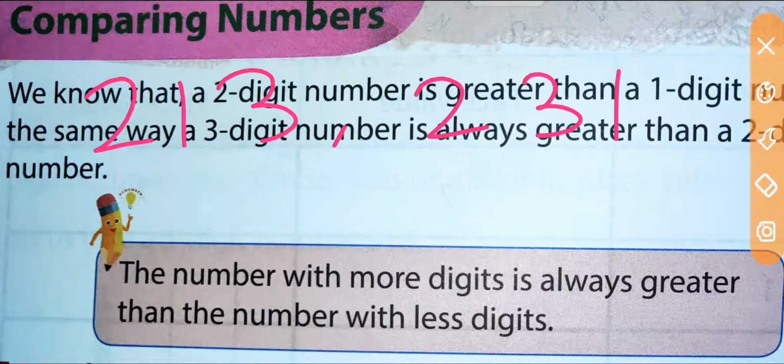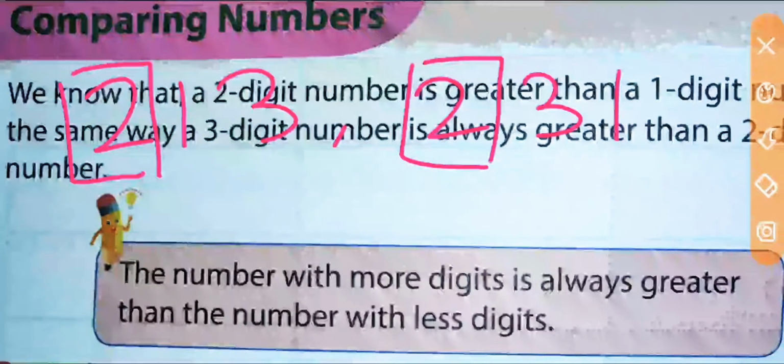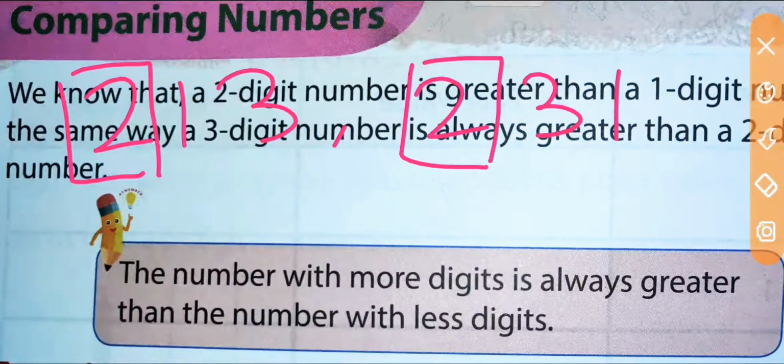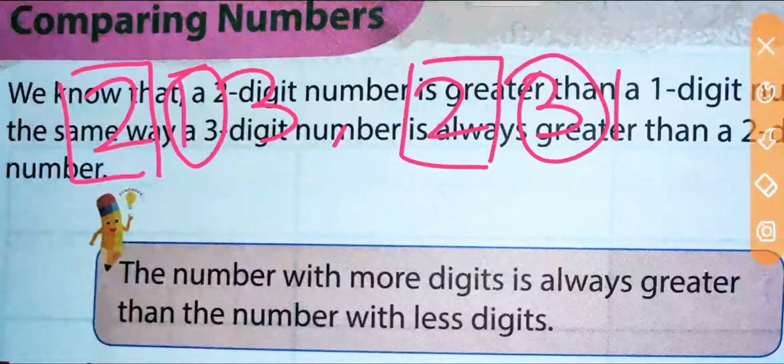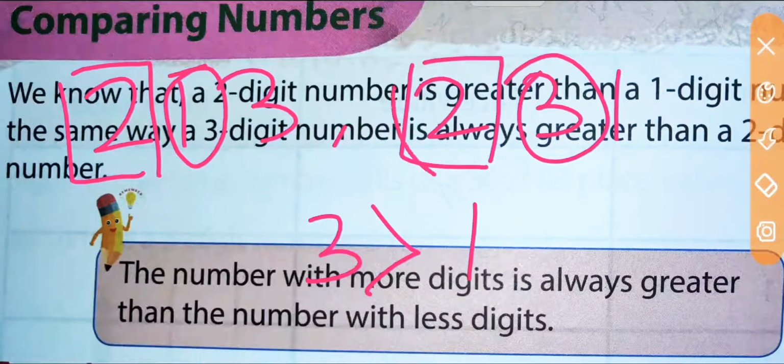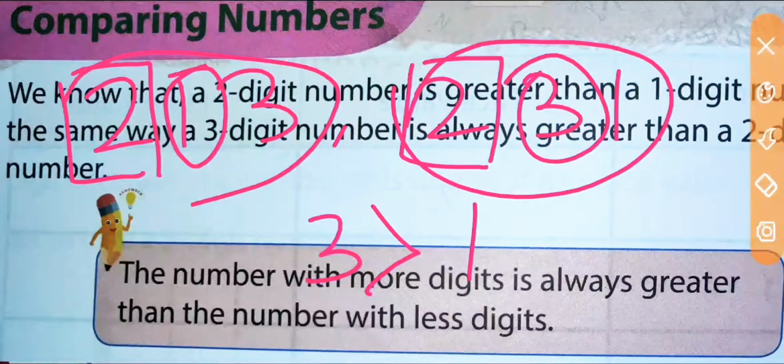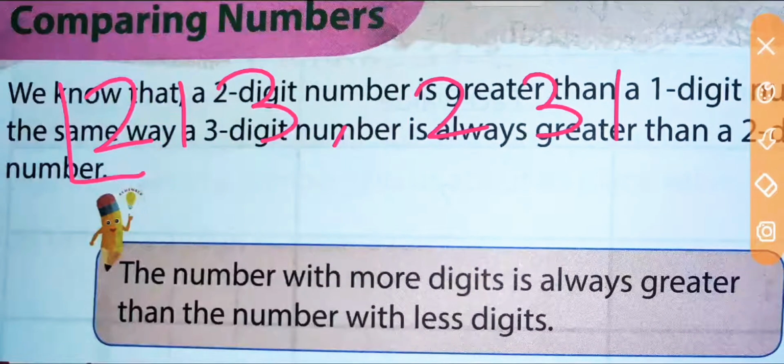To check this, in this case, since these two and these two are equal, now we have to check the next digit, that is this one and this one. Which one is greater? We can see that 3 is greater than 1, so this number is greater than this number. So again we can show which one is greater by the symbol like this. That means 213 is less than 231.